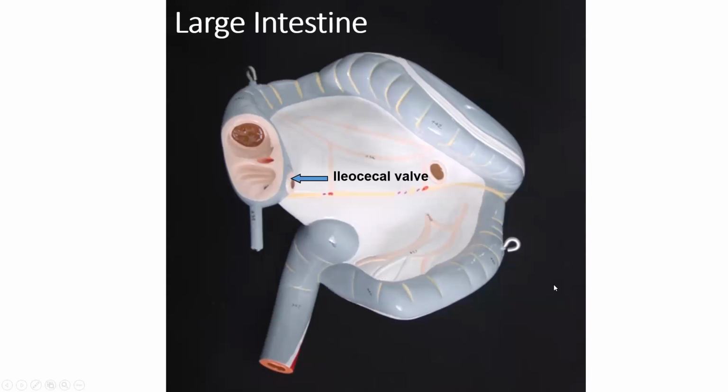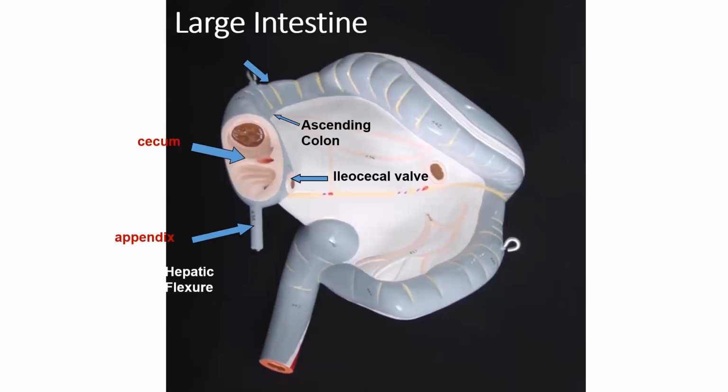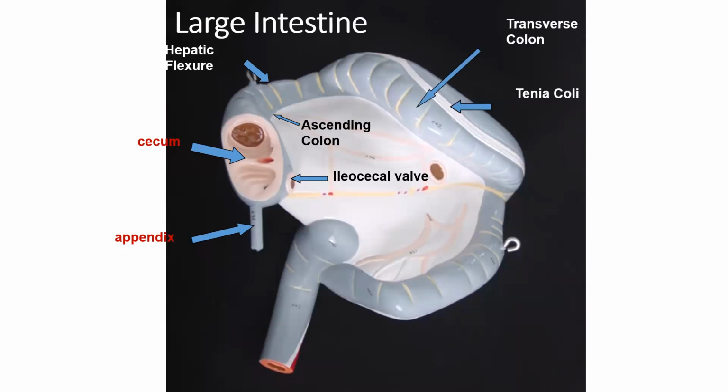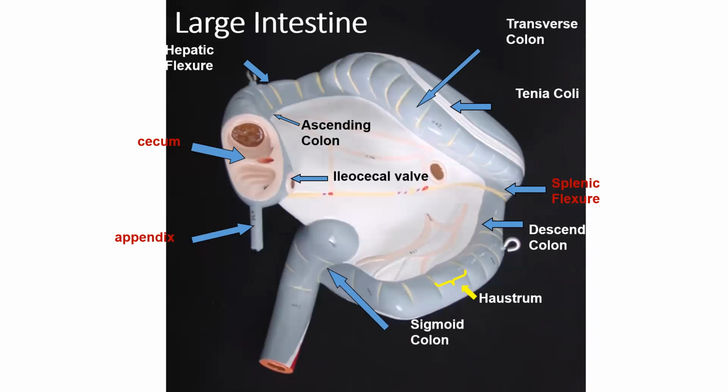There's the ileocecal valve. There is the cecum. There's the appendix. Doesn't quite look like that. There's the ascending colon. The hepatic flexure near the liver. There is the transverse colon. There's the tinea coli. The splenic flexure near the spleen. The descending colon. One of the haustra pouches that form there. Sigmoid colon, the rectum, and the anus.